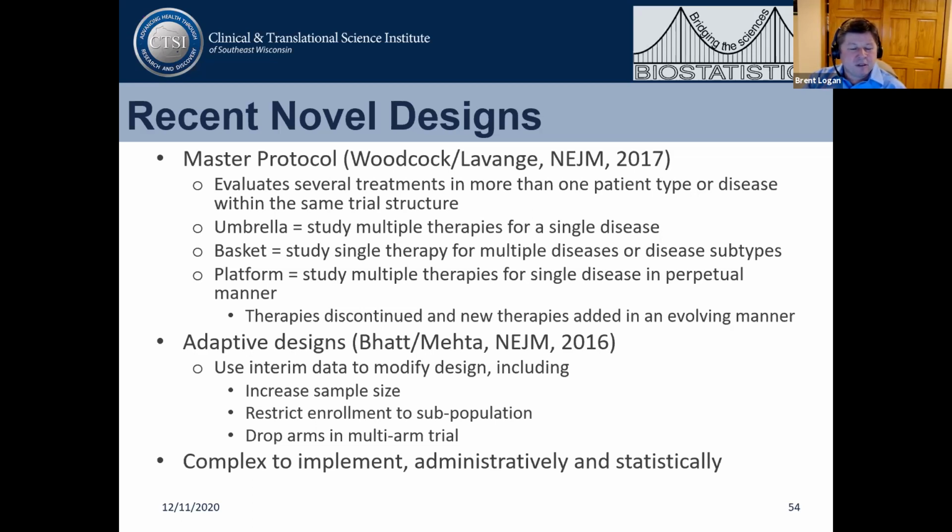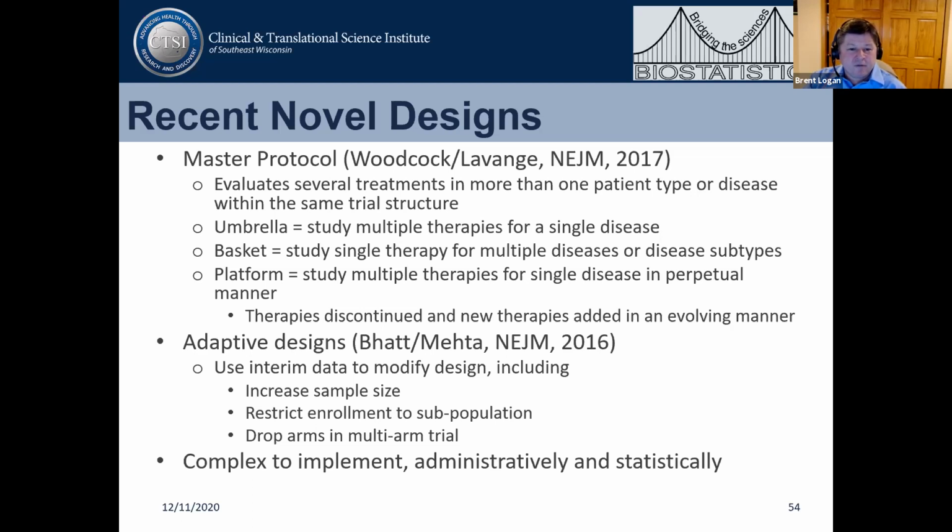And this was also published in the New England Journal in 2016. The basic concept here is to use interim data partway through the study to try and modify your design. So this can include features like increasing your sample size. So if maybe the effect size that you're seeing is not quite as big, but you still want to be able to detect that effect size, you might boost your sample size to be appropriately powered.